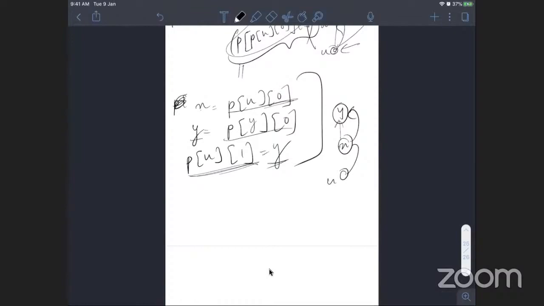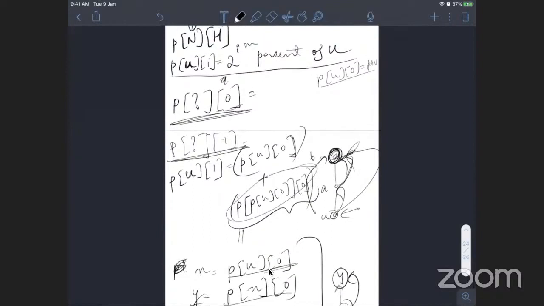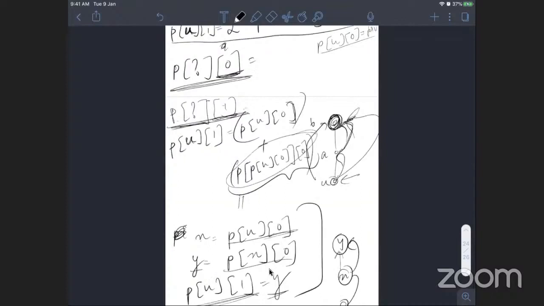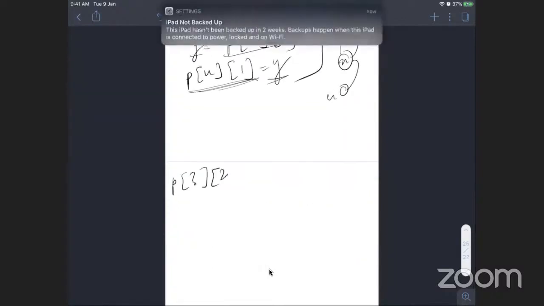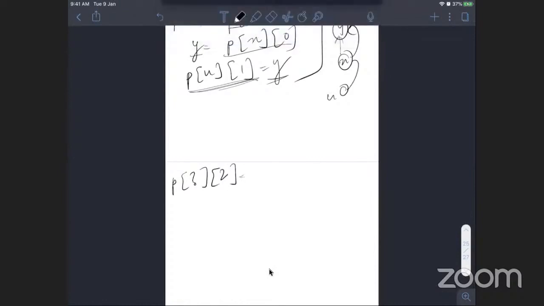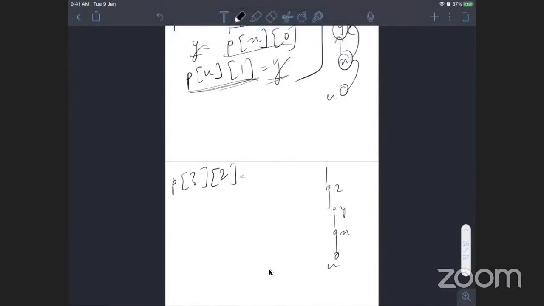Okay, sorry, I made a typo here. Nice catch. Right, so everyone gets the idea of how the first layer will be. So notice I calculated the zeroth layer first for everyone, then I calculated the first layer for everyone. Now I'll go to the second layer. So I'll do P[?][2]. Right, for P[?][2], I'll ask, let's say I'm this U, okay? This is X, this is Y, this is Z, this is W.